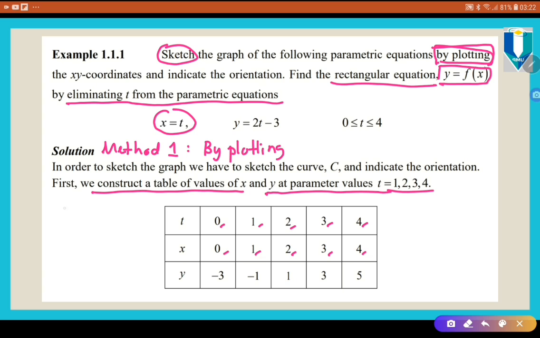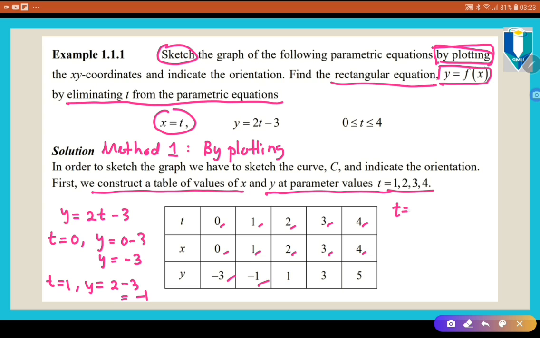For the y value, we know that y is equivalent to 2t minus 3. When t is equivalent to 0, y is equivalent to 2 times 0, which gives you 0, minus 3. So y is equivalent to negative 3. When t is equivalent to 1, 2 times 1 gives you 2. 2 minus 3 gives you minus 1. So the y value is minus 1.